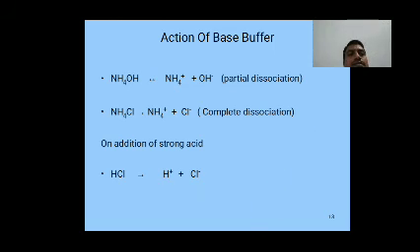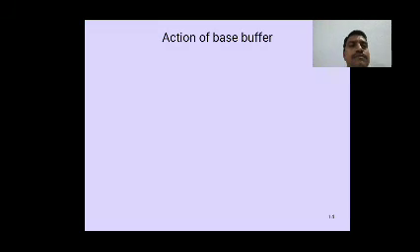Strong acid produces H plus ions in the basic buffer solution. These H plus ions interact with ammonium hydroxide, NH4OH, to form ammonium ions plus water molecules. Hence H plus ions do not increase in the solution, and the pH is constant.